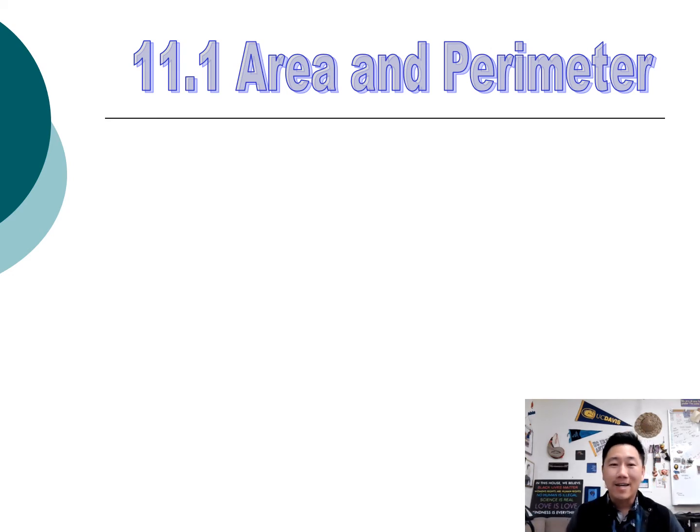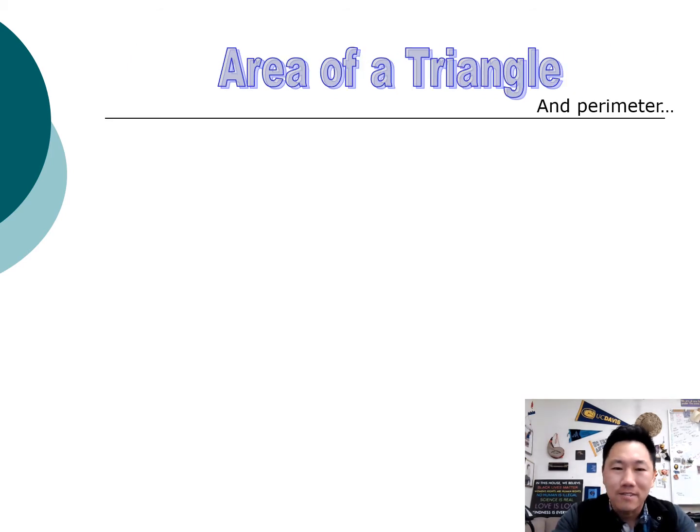Searching far and wide. 11.1, area and perimeter. We've done area and perimeter many times before, even in middle school. So we're repeating it now, but we're going to raise the level of thinking when we're doing this. So it is going to be a little bit challenging.